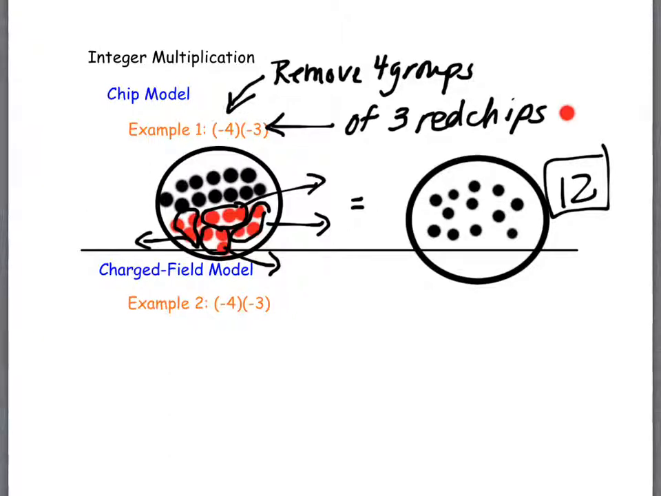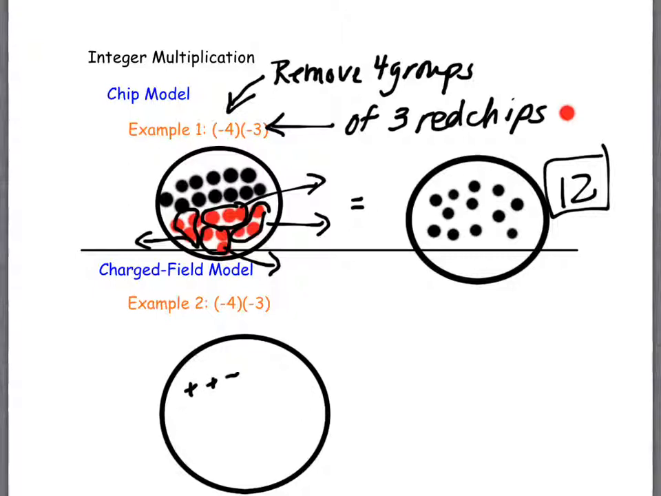I do the same thing with the charged fields model. It's not any different. I just use pluses and minuses instead of red chips and black chips. So we have our circle, and we've got to put in it enough of the pluses and minuses to make this work.